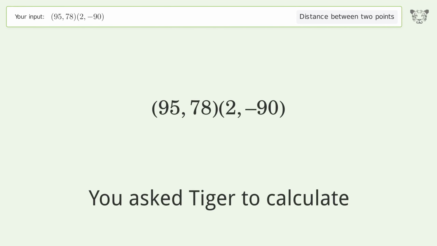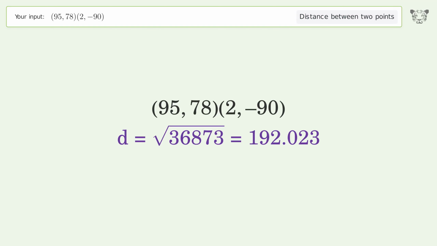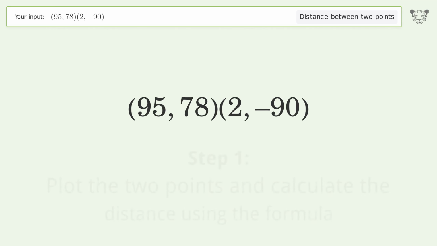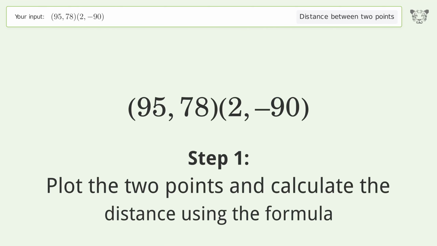You ask Tiger to calculate. This deals with the distance between 2 points. The distance between the 2 points is the square root of 36,873 or 192.023. Let's solve it step by step. Plot the 2 points and calculate the distance using the formula.